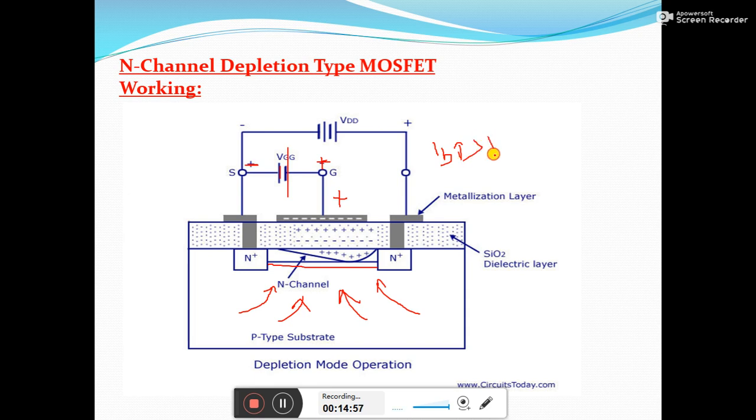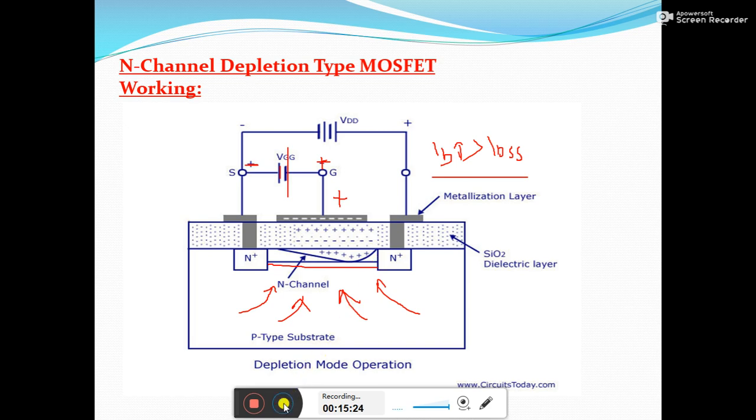And if the channel conductivity is increased, the ID current will again increase, and now the ID current will increase beyond the value of IDSS. So what is IDSS? The IDSS value was the maximum drain current when the VGS value is 0. But since we apply a positive VGS value, the ID current will increase beyond the IDSS value, or you can say the channel conductivity is enhanced, and this mode of operation is known as enhanced mode.